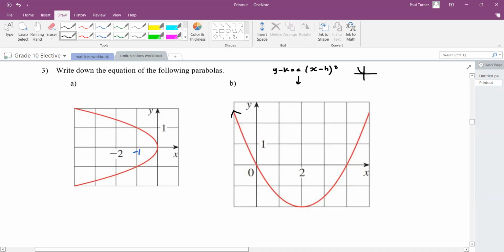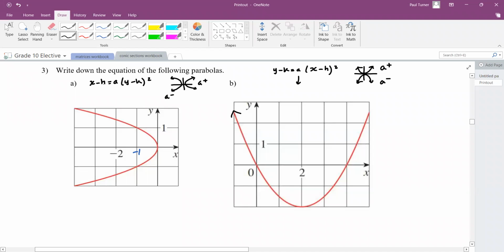And if the graph opens up, that means that a is positive. If the graph opens downwards, the a value is negative. And for question A, we have a slightly different form because the graph is turned on the side. So here we would have the form x minus h equals a(y minus k) squared. And in this case, when a is positive, it opens to the right side, and when a is negative, it opens to the left side like that.